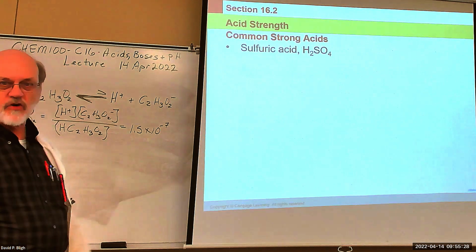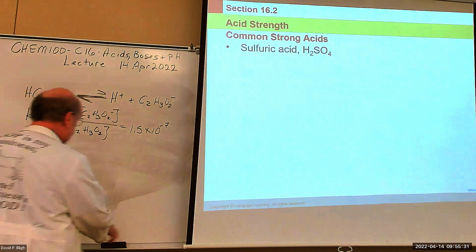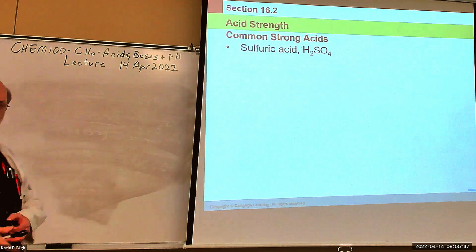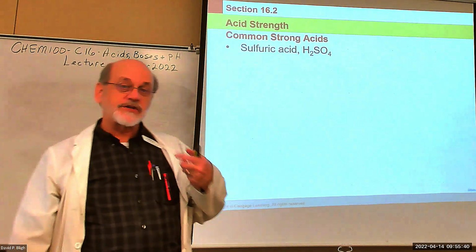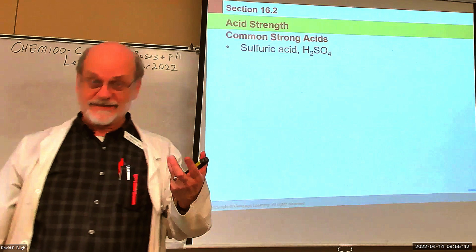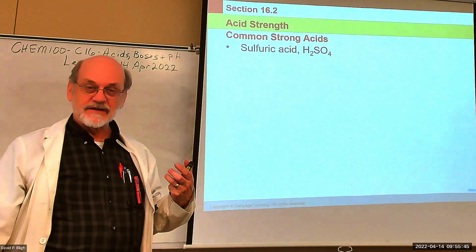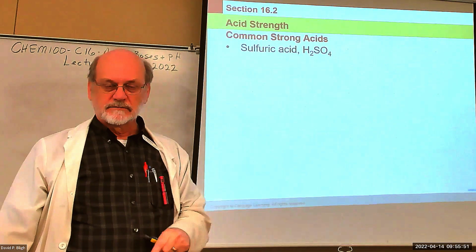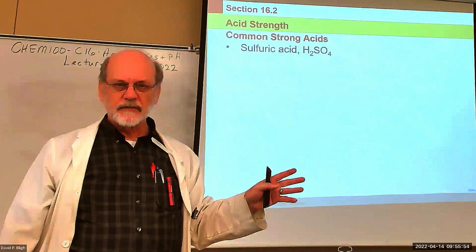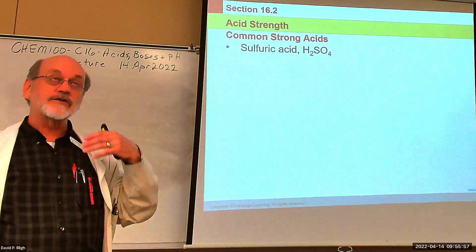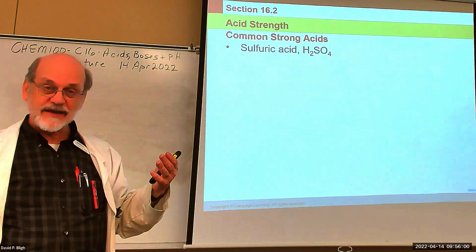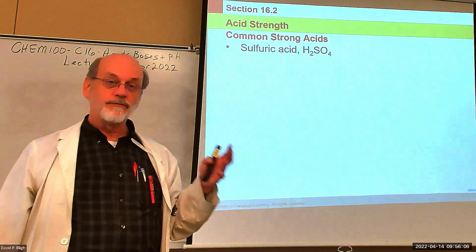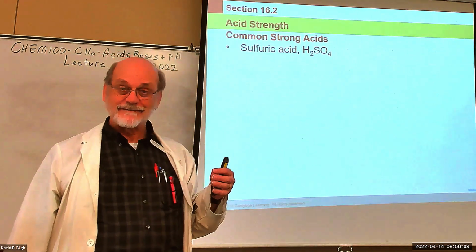Okay, what are some common strong acids? Sulfuric acid is a strong acid. Now that begs the question, which hydrogen are we talking about? Right? For sulfuric acid, it's a strong acid because that first hydrogen wants to go. It's completely dissociated. So you end up with hydrogen sulfate ion as the conjugate base, which is a weak base, whereas H2SO4 is the strong acid, right?